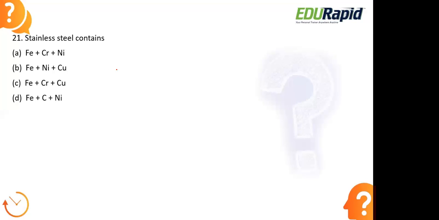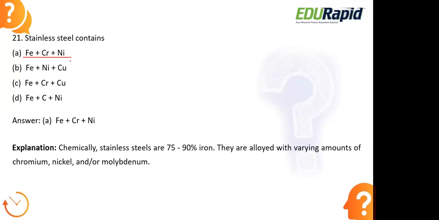Okay, let us look at the right answer here. Option A is the right answer. Iron, chromium and nickel, as I was telling you in the previous question. All these three are combined together to make stainless steel. The chemical nature of stainless steel is that 75 to 90% of it is iron. The stainless steel that we use in kitchen utensils is made out of 75 to 90% iron itself.